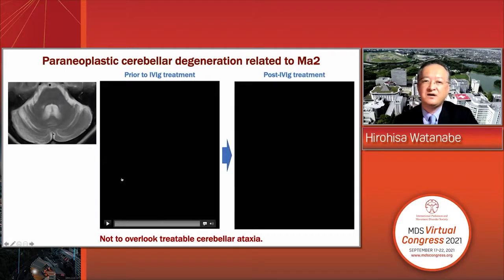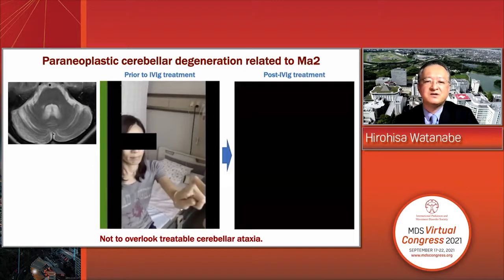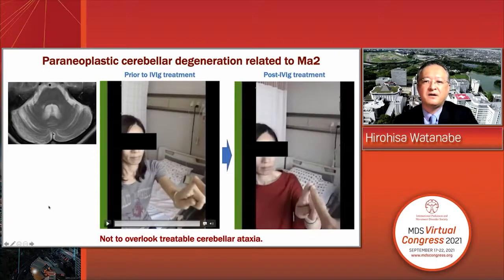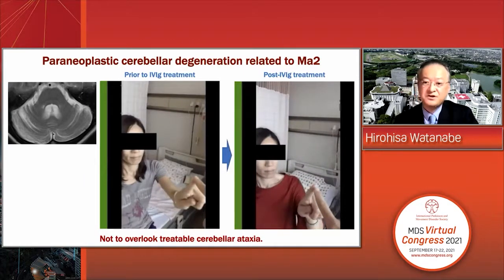I'd like to show our patient who has paraneoplastic cerebellar degeneration related to anti-Ma antibody. As you can see, she showed significant cerebellar involvement prior to IVIG treatment. However, post-IVIG treatment, she showed a dramatic improvement. We should not overlook treatable cerebellar ataxia, particularly in a subacute ataxic patient.